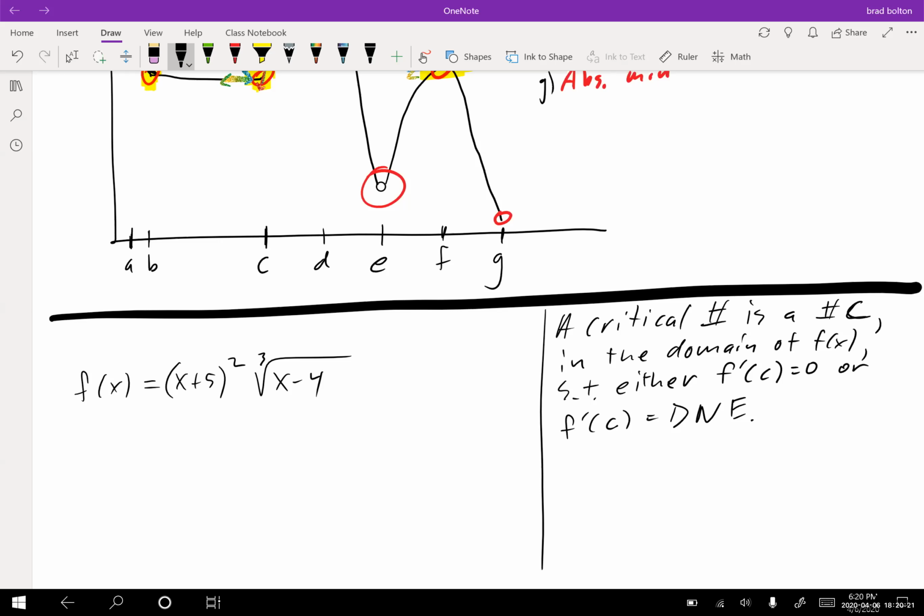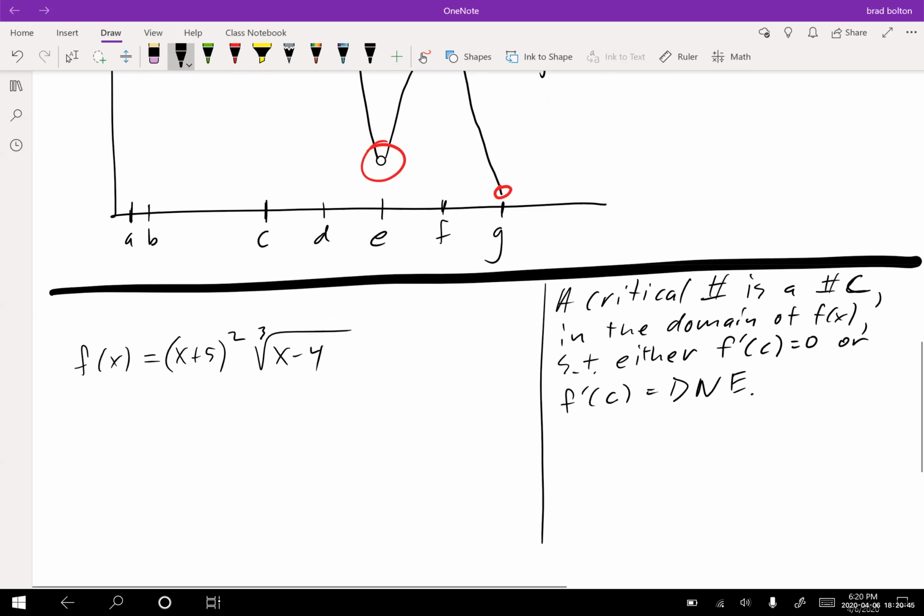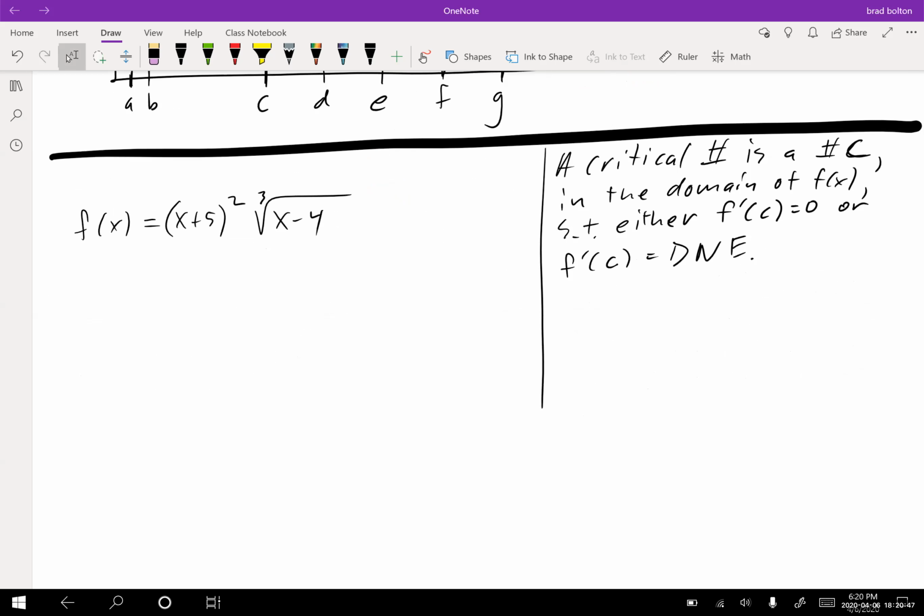Okay? So these critical numbers have to be in the domain of the original function f of x. Whenever f prime of c equals 0, or when f prime of c does not exist, that's when you have a critical number, as long as it's in the domain. And we're going to use these critical numbers to help us find local mins and maxes. So first, let's practice finding a critical number. I'm giving you f of x equals (x plus 5) squared times the cube root of x minus 4.